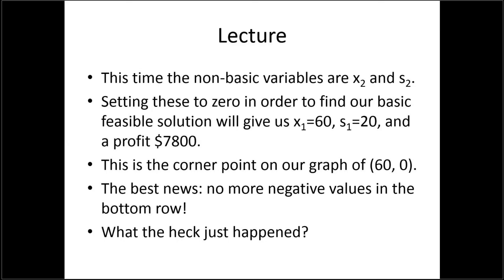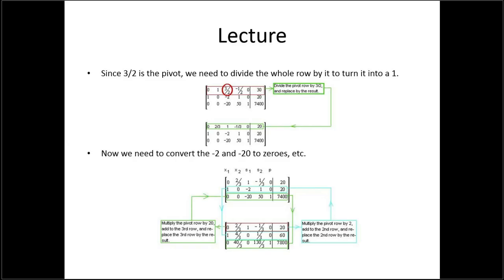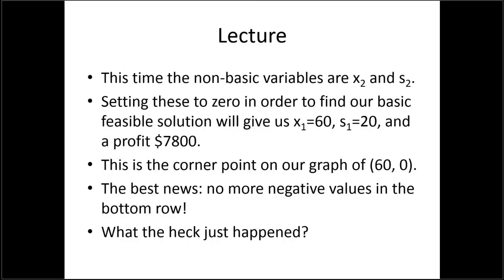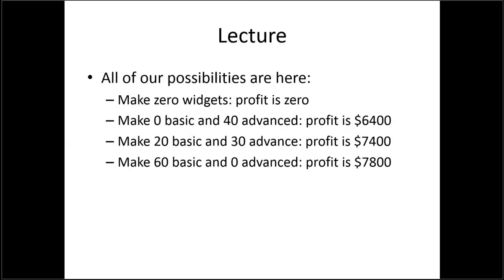There are no more negative values in the bottom row, as you can see here. So that means we're done. We have 4 possibilities, and we kind of cheated by showing you those on the original graph. If we make 0 widgets, we have a profit of 0, 0 basic and 0 advanced.